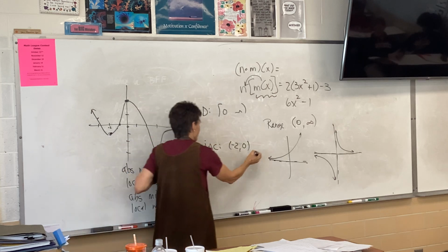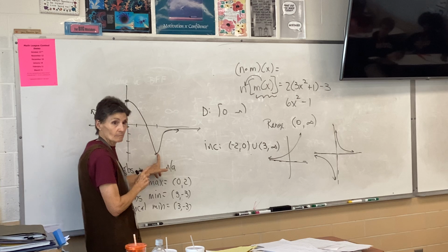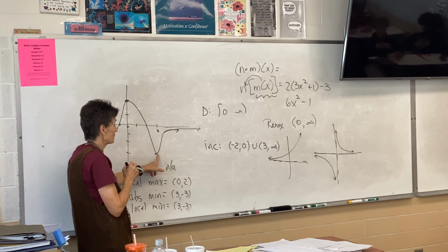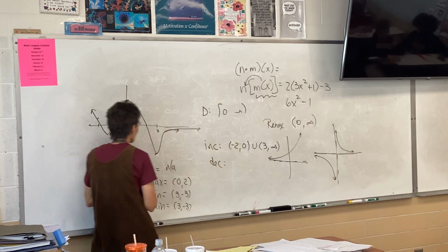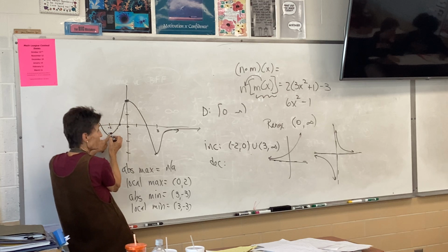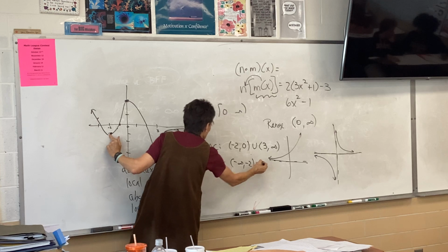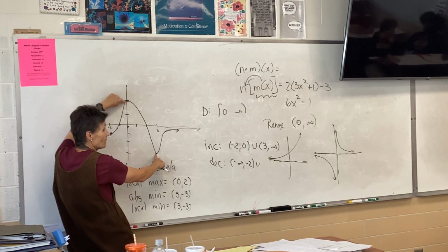Yeah. Remember, we're looking at x values now. Where am I decreasing? Decreasing from negative infinity to -2. And then I'm decreasing again from 0 to 3.